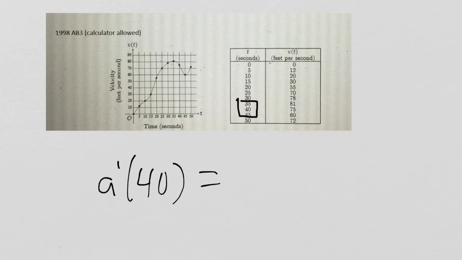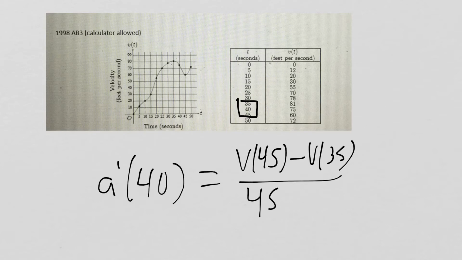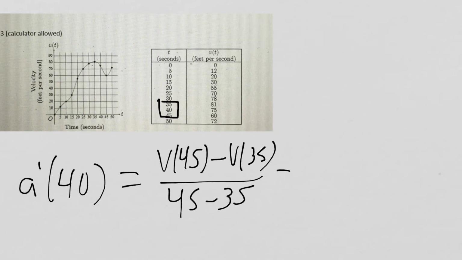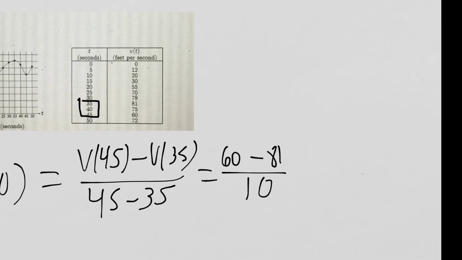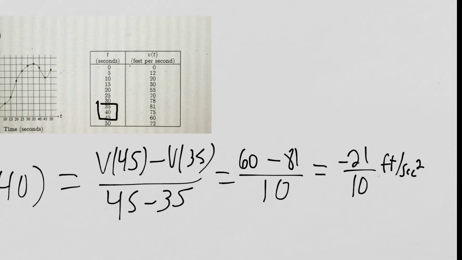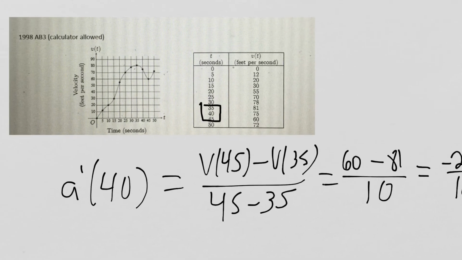So we'll say v of 45 minus v of 35, and then divide that by 45 minus 35. Okay, so then we have v of 45 is 60. v of 35 is 81, and then that's going to be divided by 10. So this is negative 21 over 10 feet per second squared. So that's our approximation for the instantaneous acceleration.